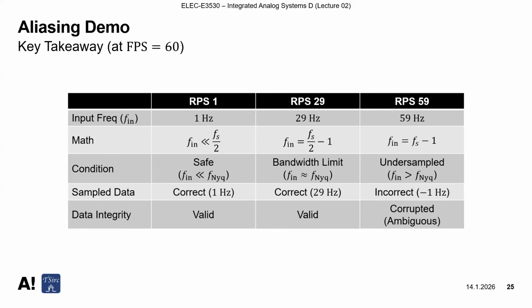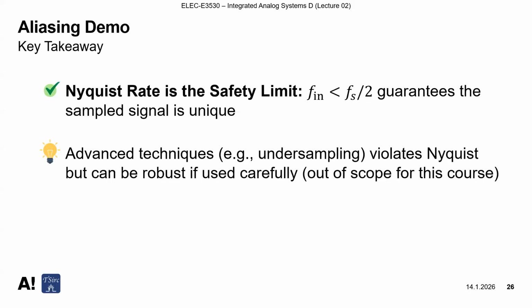But for RPS equal to 59, the input frequency is even closer to the sampling rate. It's definitely higher than the Nyquist rate. That is violating our Nyquist theorem. So it goes to an undersampled condition, and the sample data is incorrect. It is corrupted or ambiguous, let's say. So the Nyquist rate is a safety limit. It guarantees the signal is unique, and there are some advanced techniques when you do some research.